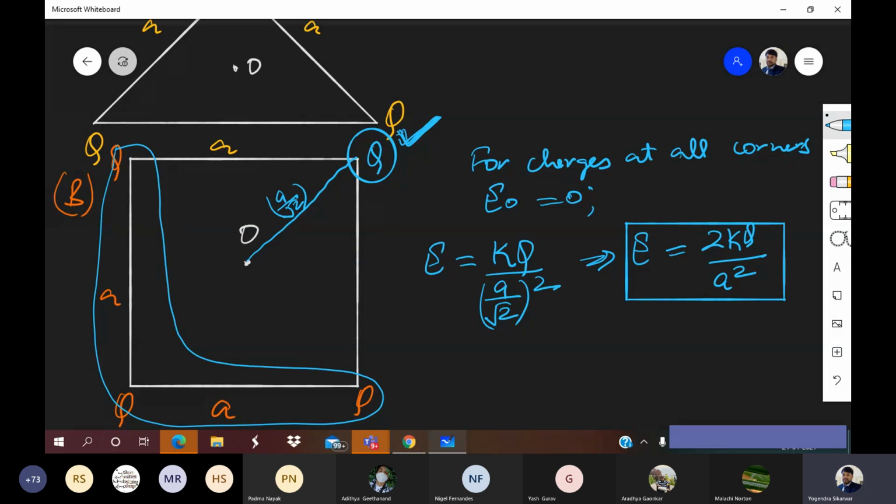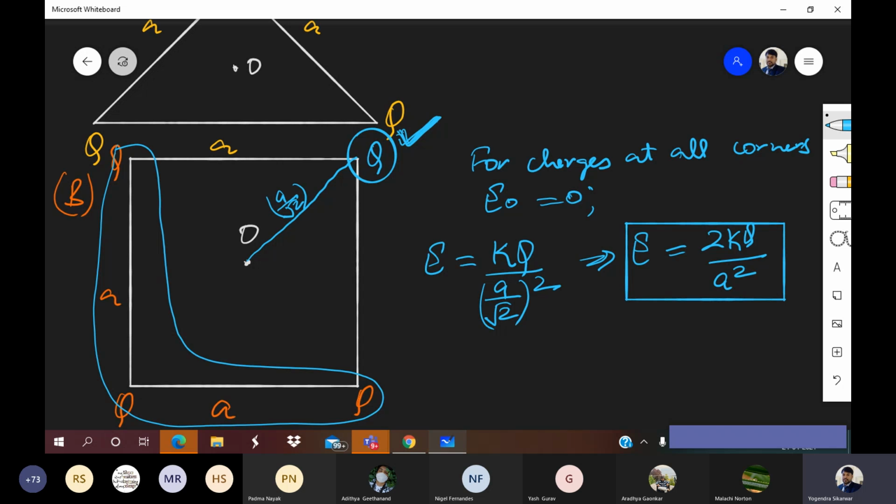Sanika is saying, could you please explain again? Okay, Sanika, that is good that you have mentioned. Everyone, pay attention once again. What I am saying is, we have only three charges at three corners, due to which we need to find electric field at point O, correct? So these three charges will be creating some electric field at point O.